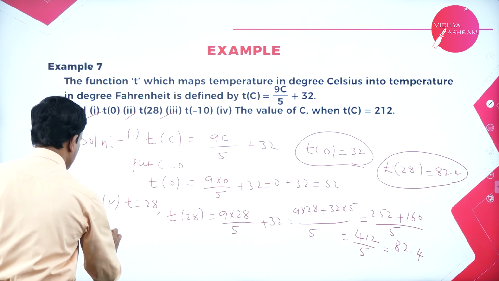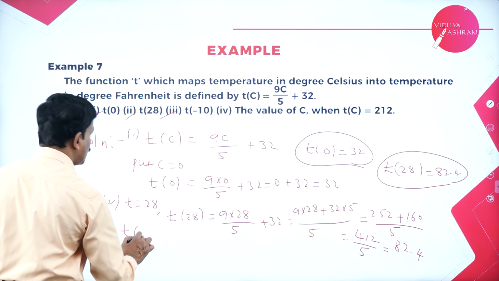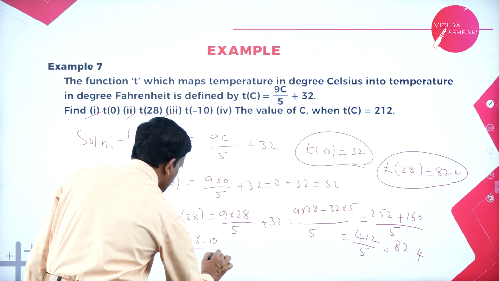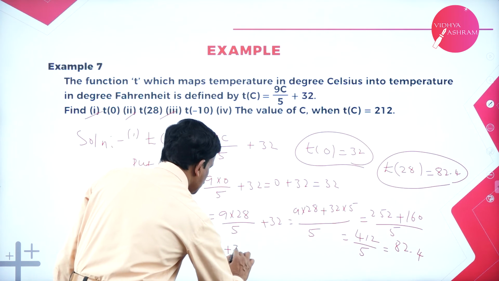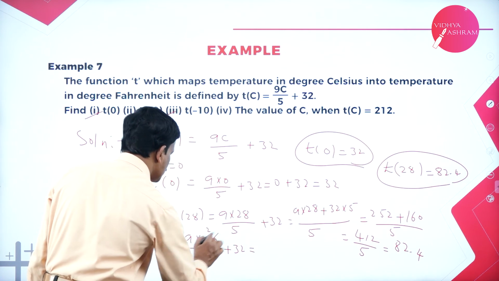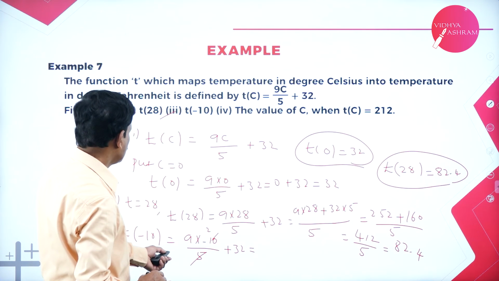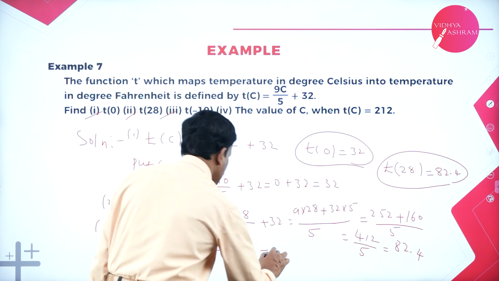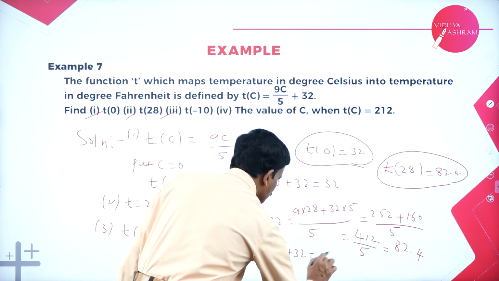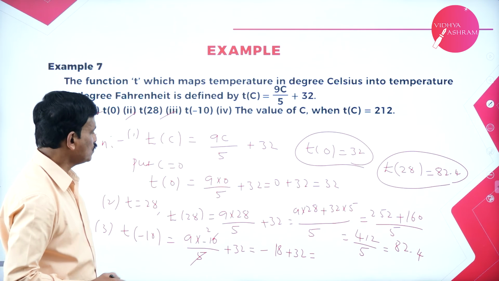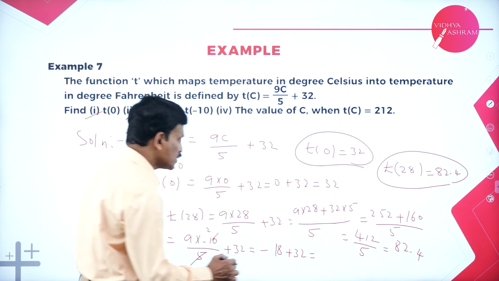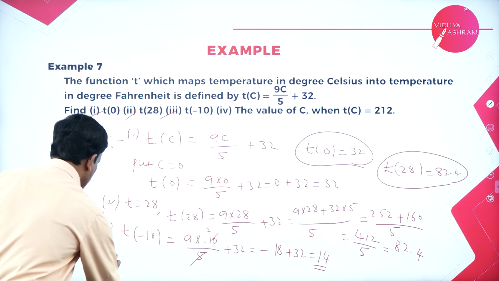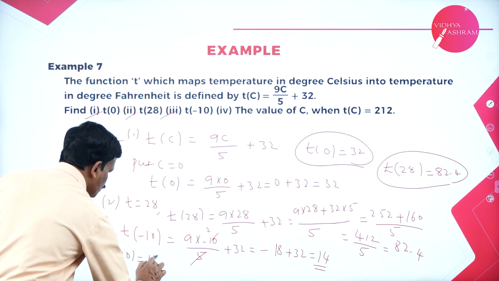What is the third one? Put C is equal to minus 10. 9 into minus 10 by 5 plus 32. See here, the 5 twos get cancelled. So, 9 into minus 2 is minus 18, plus 32. Minus 18 plus 32, you will get the answer. What is the simplified answer? This is equal to 14, that's all. So, therefore, T of minus 10 is equal to 14.